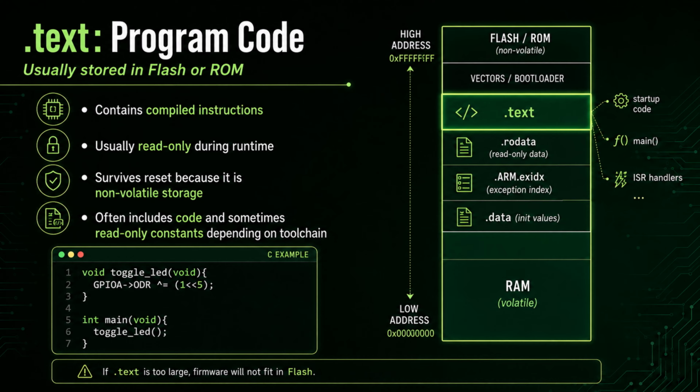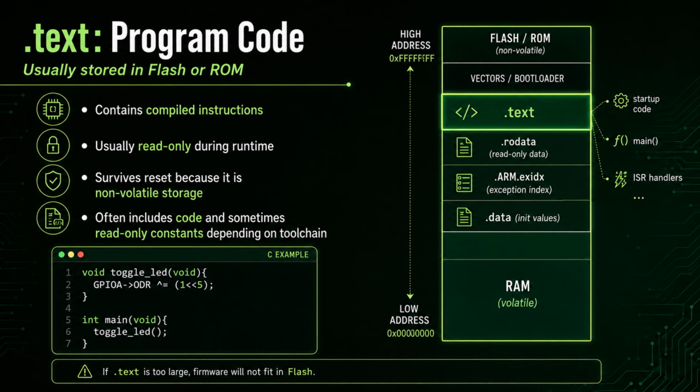In most embedded systems, .text is stored in flash or ROM. This is important because flash memory is non-volatile. That means when power is removed, the program is not lost. When the device turns on again, the processor can still fetch and execute the firmware. The .text section is usually read only during runtime. The processor reads instructions from this section, but the program does not normally modify it while running. This section can contain startup code, the main function, interrupt service routines, driver functions, and application logic.